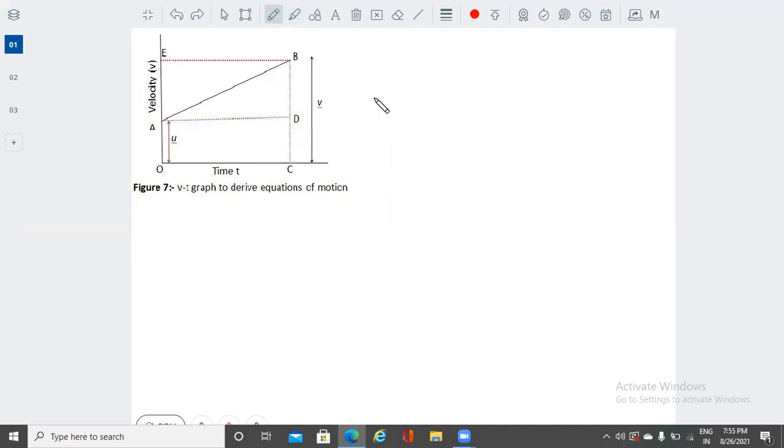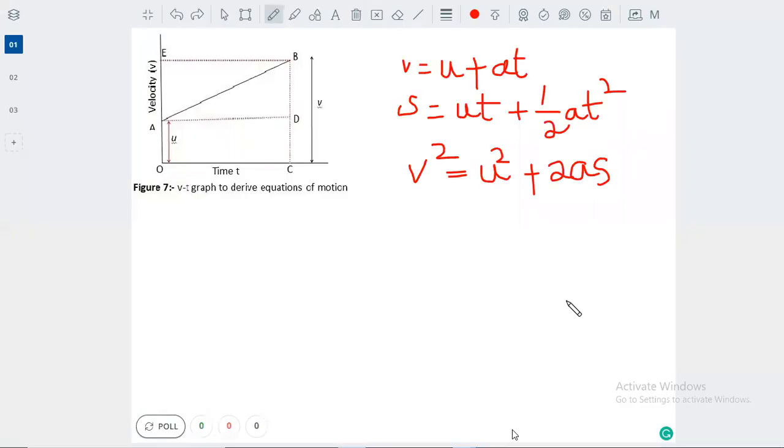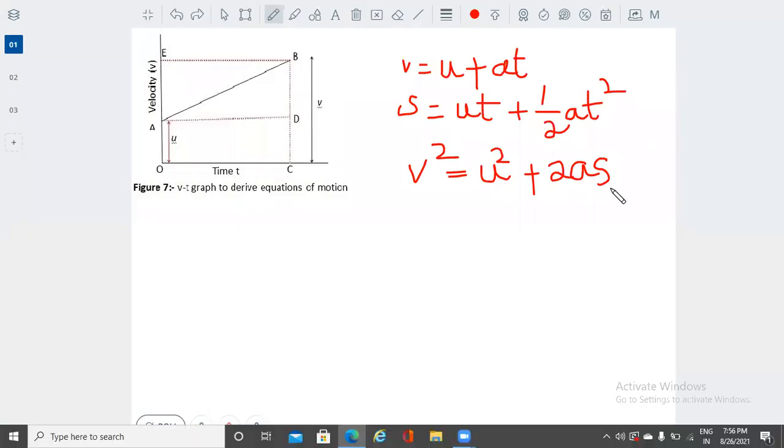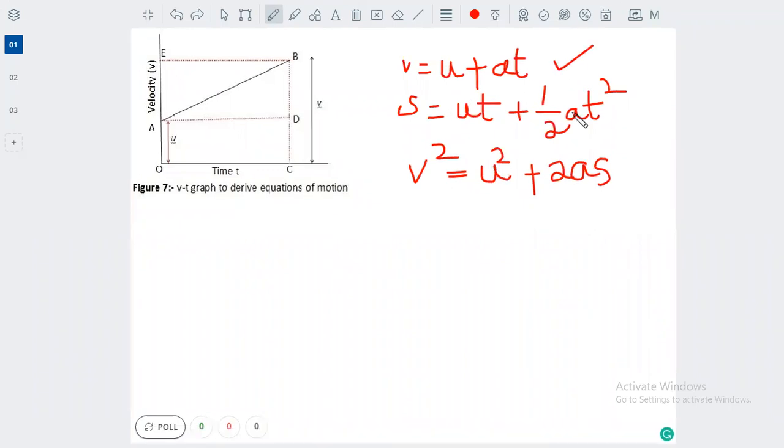The first equation is v = u + at. The second equation is s = ut + ½at². And the third equation is v² = u² + 2as. These are all three equations, and through the graphical method we are going to derive these equations.